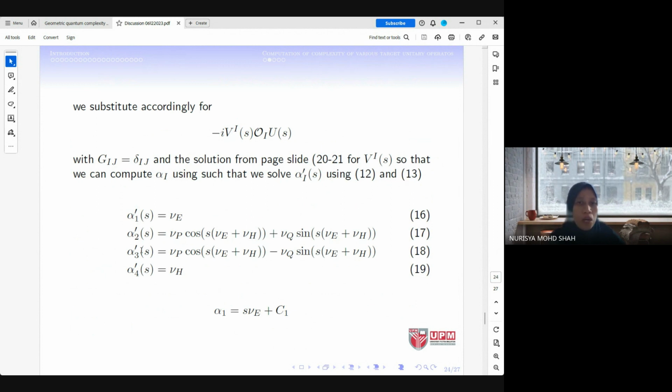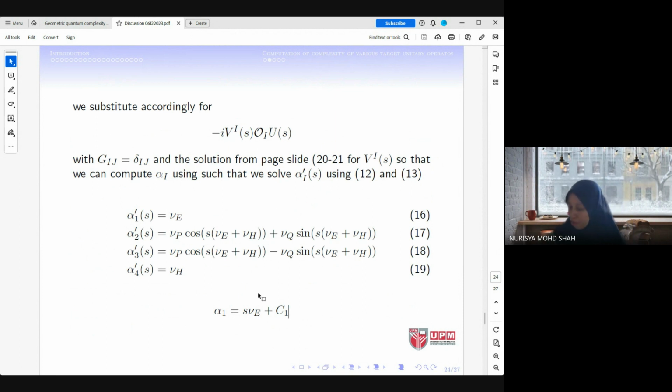So you can have 4 sets of first-order derivatives of alpha with respect to S. Okay. For example, maybe number 16 and number 19 are easy to solve. Okay, so you differentiate. We use separable solutions, integrate both sides. So you can have your alpha 1, of course, with respect to S. So you have SV plus C1. So you have what we call a constant of integration. Okay.